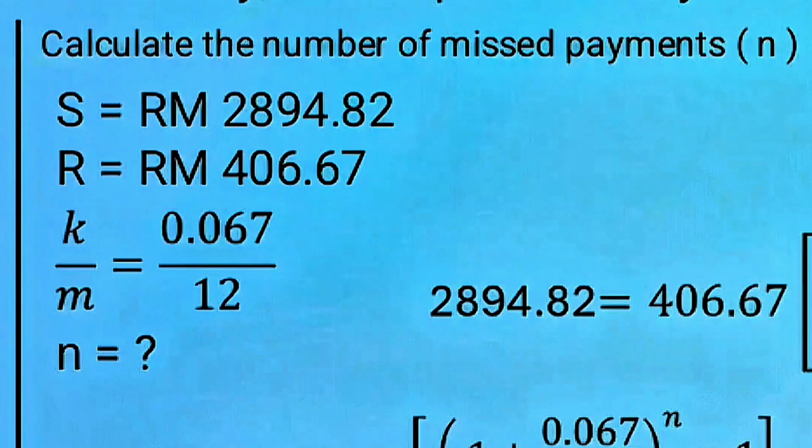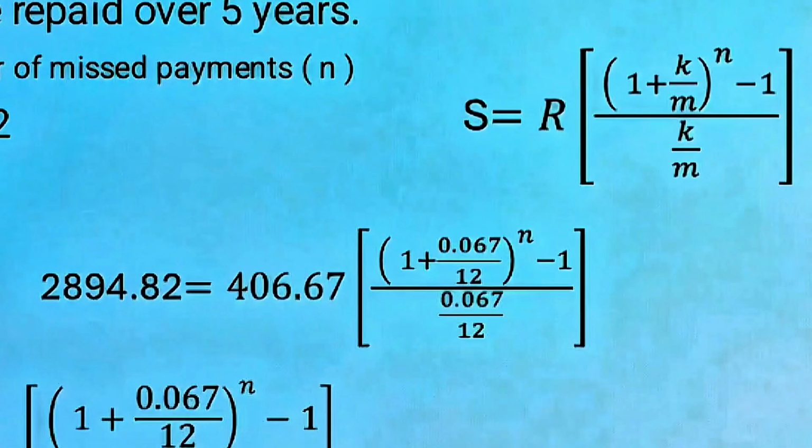So first, we will identify the variables. S is 2,894.82, R is 406.67, K over M is 0.067 over 12. What we want to know is the number of missed payments, which is N. So the formula is S equal to R in bracket 1 plus K over M close bracket to the power N minus 1, divided by K over M. So we put the amounts into this formula: 2,894.82 equal to 406.67 in bracket 1 plus 0.067 over 12 close bracket to the power N minus 1, divided by 0.067 over 12.